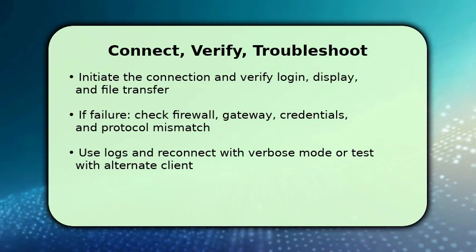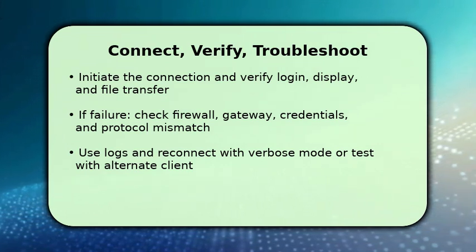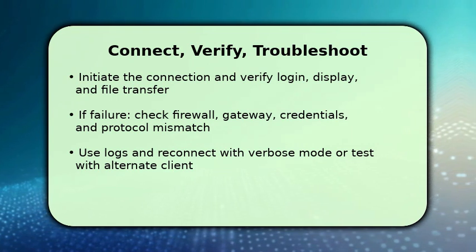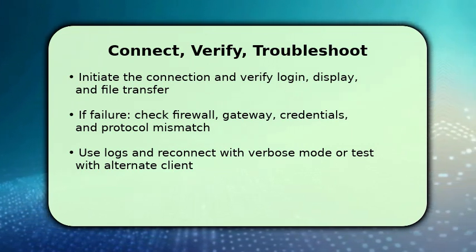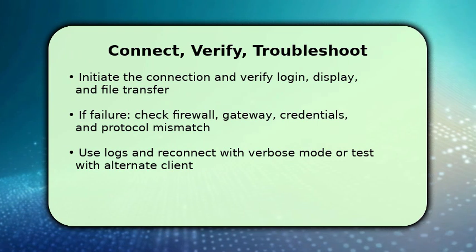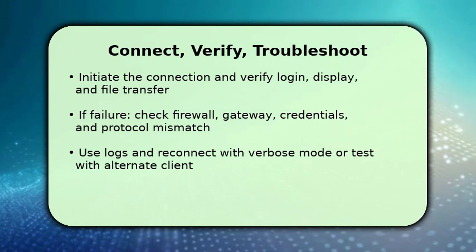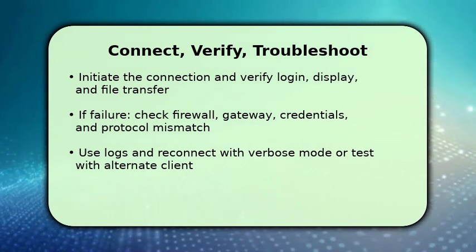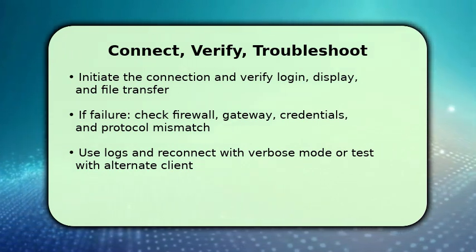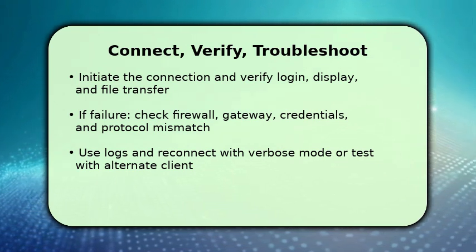Finally, you connect and validate the session end-to-end. Click the saved entry, authenticate, and confirm the remote desktop, file transfer, or shell works as expected. Once connected, test clipboard and mapped drives quickly. If something fails, first check firewall and gateway rules, then reconfirm credentials and protocol selection because those cause most failures.